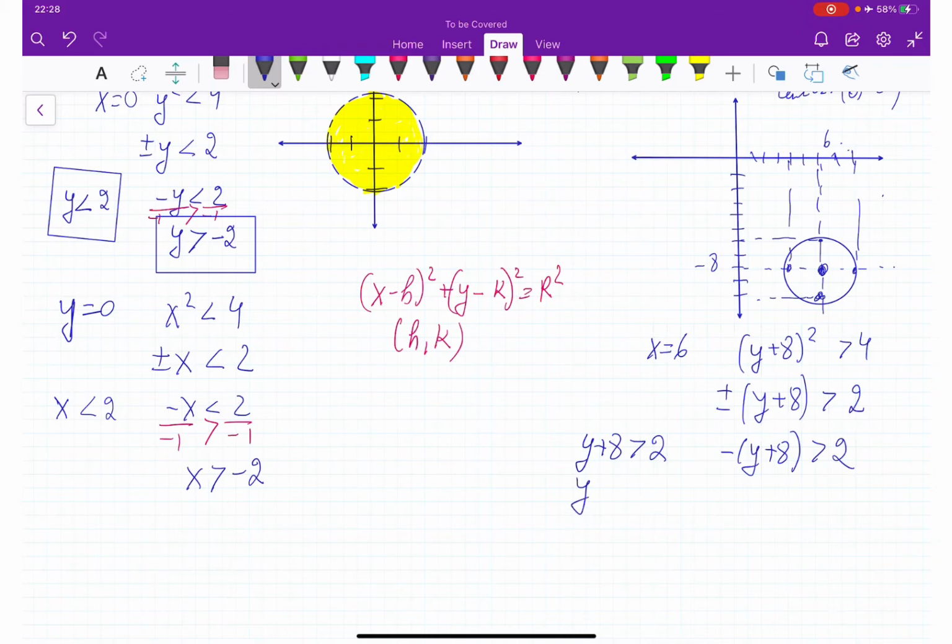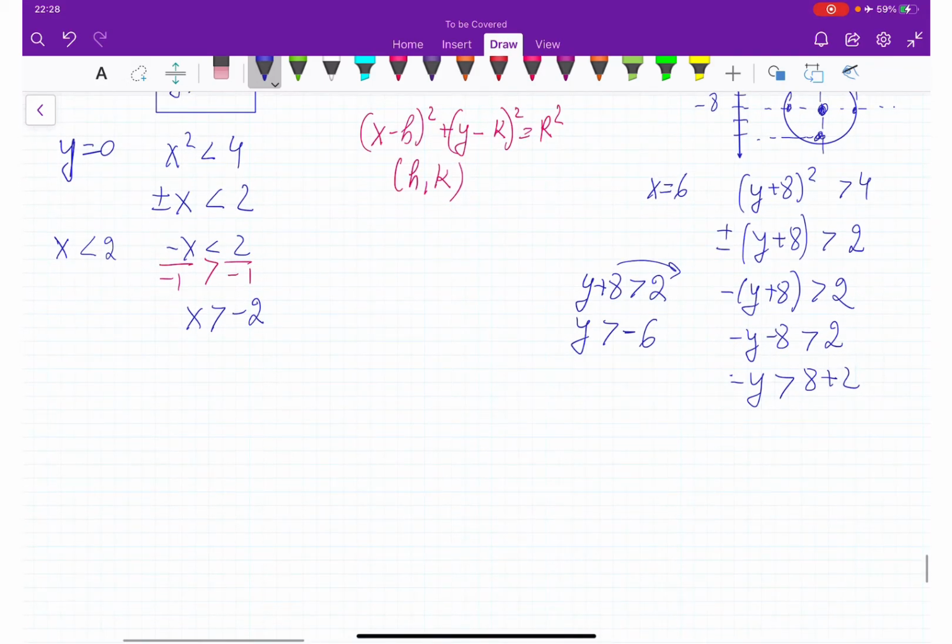So y from here is greater than, moving 8 over, negative 8 plus 2, which is negative 6. And here I will get negative y minus 8 greater than 2, and we get negative y greater than positive 8 plus 2. So negative y greater than 10. And once we divide by negative 1, we flip the sign, and we get y is less than negative 10.